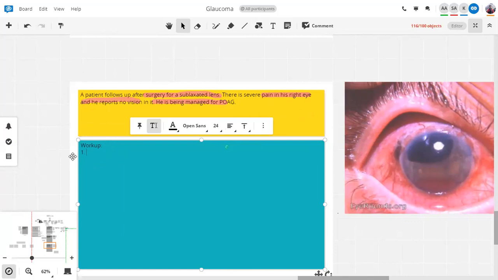So again, we start with the usual things. We do the visual acuity. On doing visual acuity, in this eye specifically, which is his right eye, there is no light perception. PL is negative. And extraocular movements, all right, they're normal. We have no indication to do them as well.